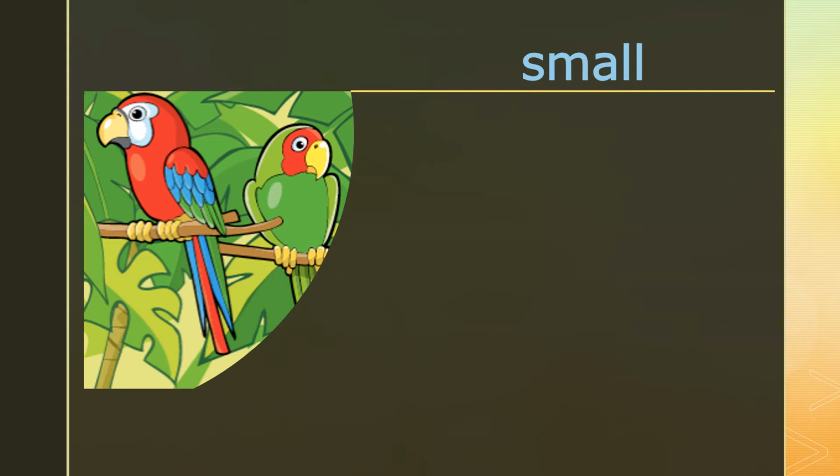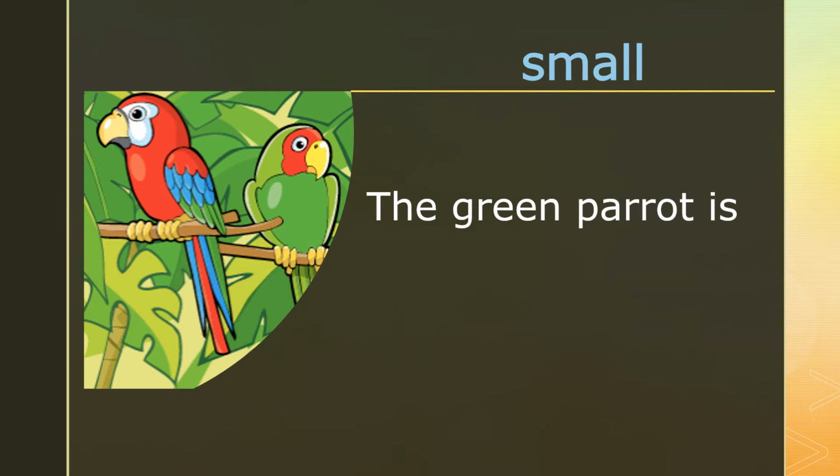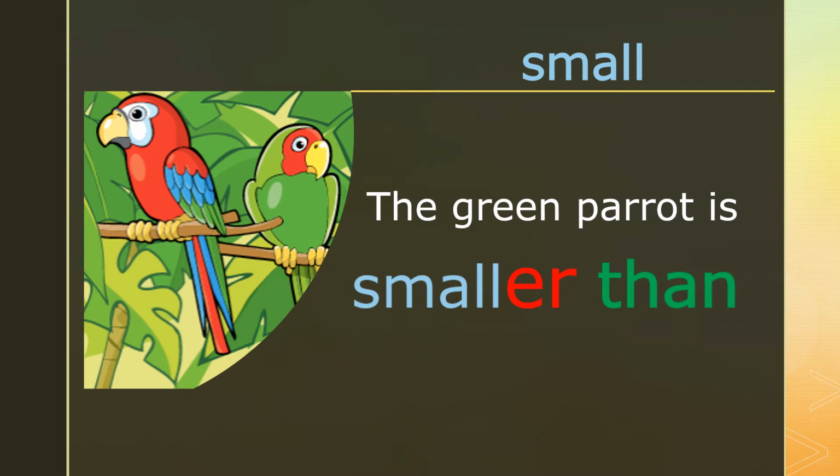First of all, which one is smaller than the other? Yes, very good. So I can say the green parrot is smaller than the red one. So which one is smaller? The green parrot is smaller than. So if I have the adjective small, I have to add er and then I put than. I must put than after smaller. So the green parrot is smaller than the red one.